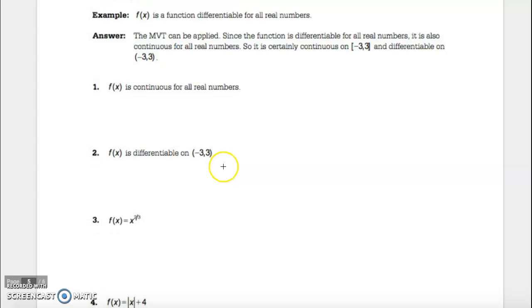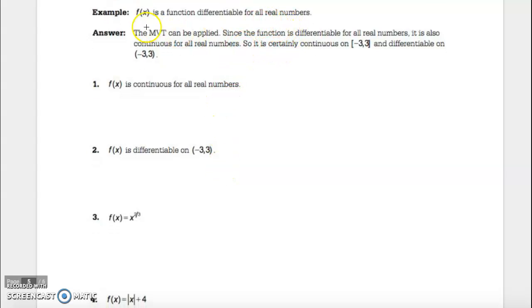So the example is that a function is differentiable for all real numbers, and your mean value theorem can 100% be applied in this scenario. Since the function is differentiable, that differentiability implies continuity, because if you have a function that's discontinuous, you can't take the derivative of it. So if we know that our function is differentiable, it has to be continuous. So it's certainly continuous on the closed interval -3 to 3, right? Remember, this includes -3 and 3 in its answers. And it's differentiable for all real numbers, so it would certainly be differentiable on the open interval -3 to 3. Okay?